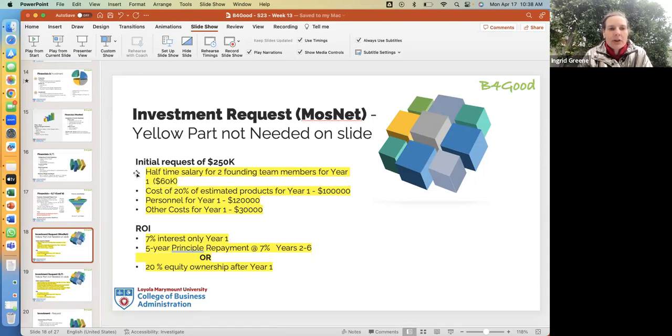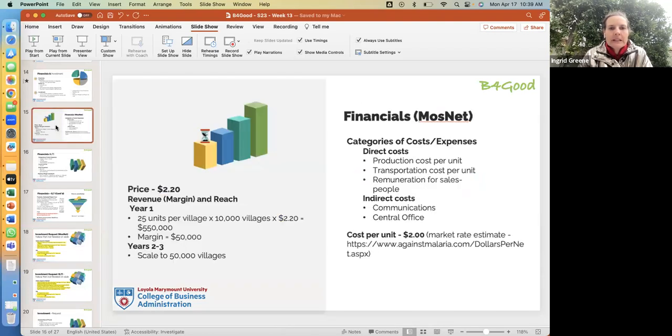Then you have your return on investment. Before I go into that, let's just click back to the MOSNet example. You'll see that you want to ask for $250,000 to pay for a lot of these things to get you up and running, right? Because you can't actually charge anyone without an actual product. So you need to put up some money ahead of time. And that's going to help you create these products so you can start to sell them.